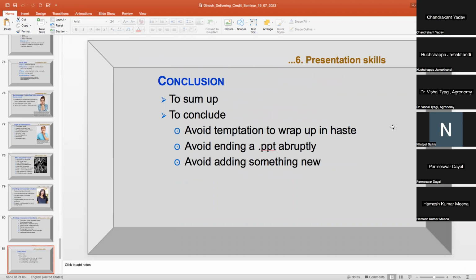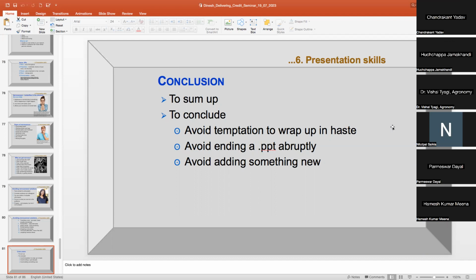Finally, you are going to conclude. So to sum up, you can start. I've already given you some phrases: to sum up, to conclude. Avoid the temptation to wrap up in haste. Sometimes if your time is less, within a few minutes you try to wrap up, try to sum up. That should not be the case. You should distribute your slides, your time, your speech uniformly, and that will come only by practice.